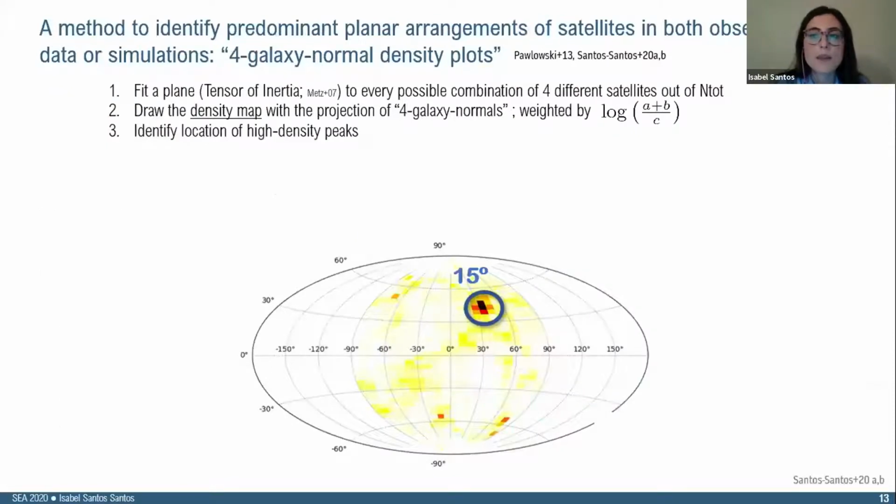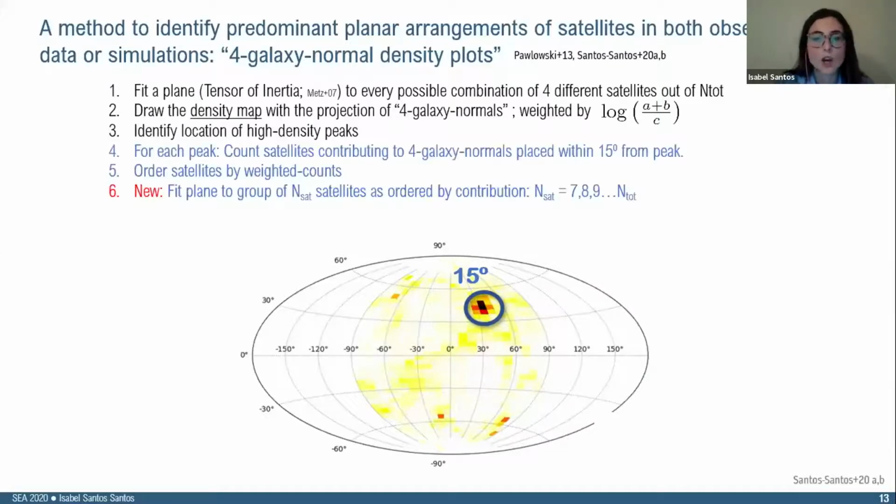We developed a method to identify planes of satellites from position data, a method that could be applicable both to observations and simulations. This method consists in fitting a plane to every combination of 4 satellites and projecting the normal vectors of these planes onto the sphere. With these projections, we build a density map like this one and identify the high density peaks. These peaks are pointing in the direction of predominant planar alignments of satellites.